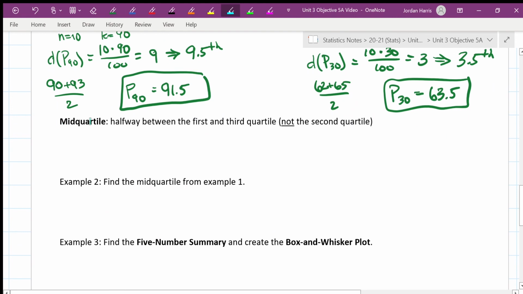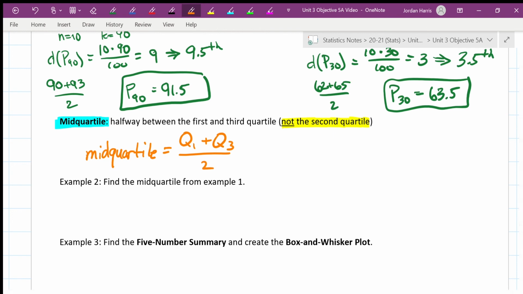Okay, the next thing is the mid-quartile. It is halfway between the first and third quartiles. It is not the second quartile. Okay, the second quartile and the mid-quartile are two different things. So my mid-quartile is halfway between the first and third. So I have to know my first quartile and my third quartile. I add them up, divide by 2. If you don't know them yet, you have to find both of them, then add them up, divide by 2.